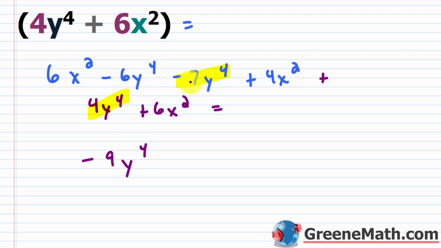And then let me erase this highlighting here. And now what we're going to do is go to the x squared. So we're going to have 6x squared, we're going to have 4x squared, and we're going to have 6x squared. So if we look at this, we'll have 6 plus 4, which is 10, then plus 6, which is 16. So this is plus 16x squared. So the answer here would be negative 9y to the 4th power plus 16x squared.